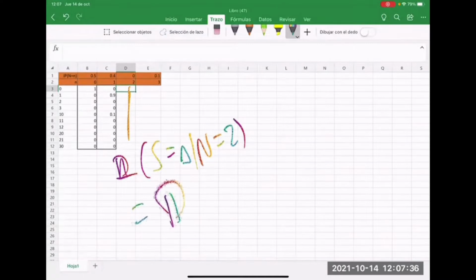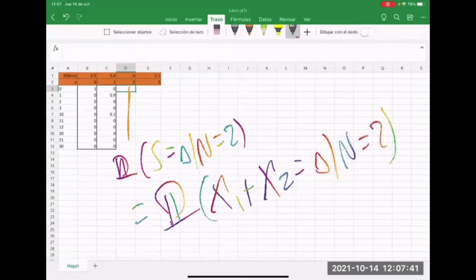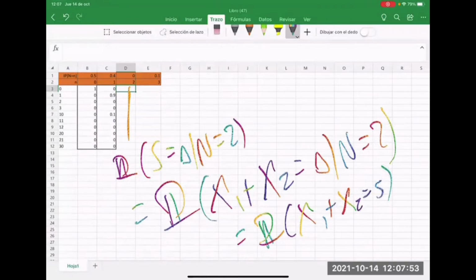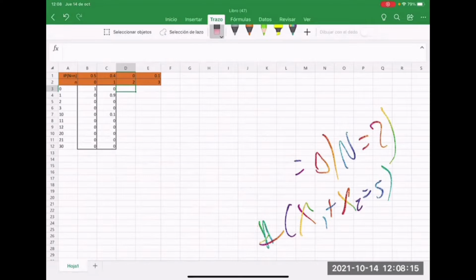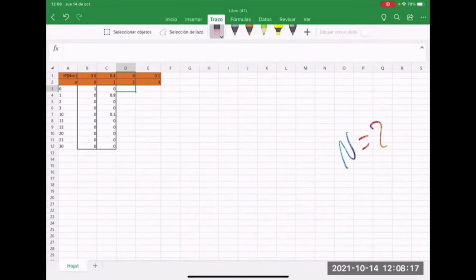Well, that probability equals the probability that X1 plus X2 equals s, given that N equals 2. And because we have the independence between the X's and the N, this is just the probability that X1 plus X2 equals s. So we're talking about a convolution between X1 and X2. And since X1 and X2 are identically distributed, we just have to convolute X with itself. So I'll use this column to represent the convolution between X and X.